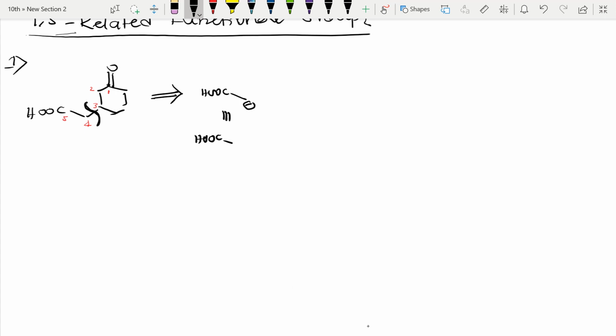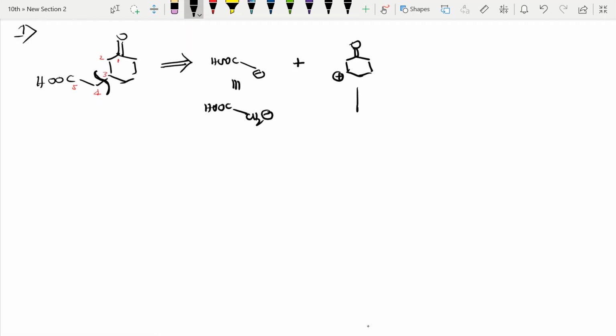HOOC-CH2 minus. We can show it like this also, or the above one as I have shown, right? One more will be this one, right? This carbon gets a positive charge because I have dissociated there. So here I have told the equivalent reagent for this will be like a Michael addition reaction occurs. If I write the mechanism, we'll get to know. So this is the equivalent reagent for that.